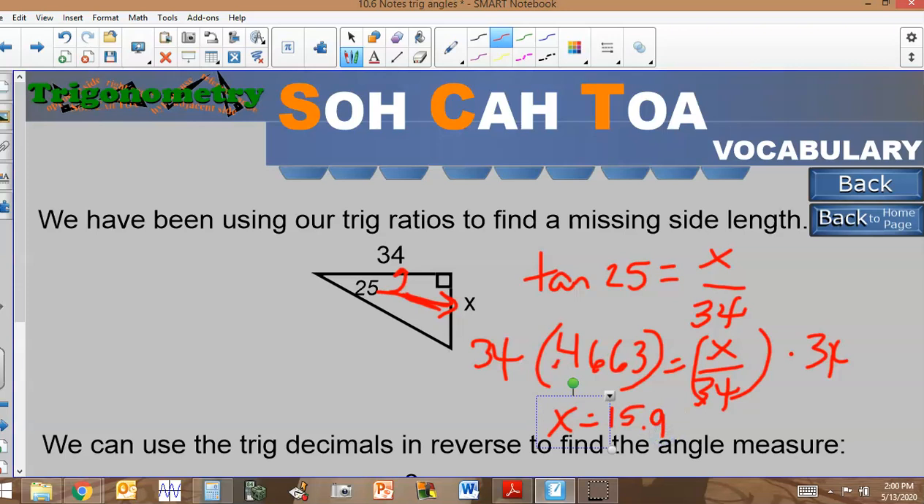Okay, and then just think, does that make sense? If this is 15.9, does that make sense? Well, first of all, in the picture, it looks like it's shorter, although that doesn't necessarily mean anything. But 25 degrees is pretty small, so it makes sense that it would be smaller than the 34. Okay, so that makes sense.